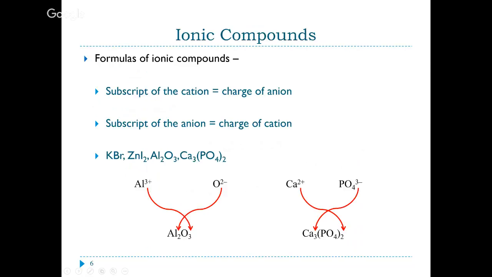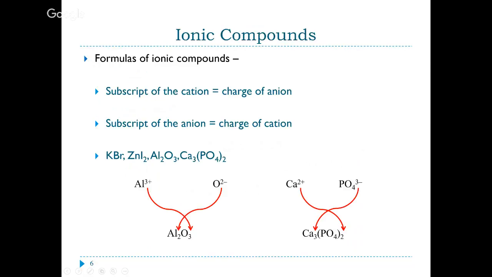Calcium is a +2 charge. The phosphate ion is -3. I can pull the 2 down, I pull the 3 down, and I've balanced out my charges. When you have a polyatomic and you have more than one of them, you have to make sure that you include parentheses to show that it is 2 of the entire group that is required.